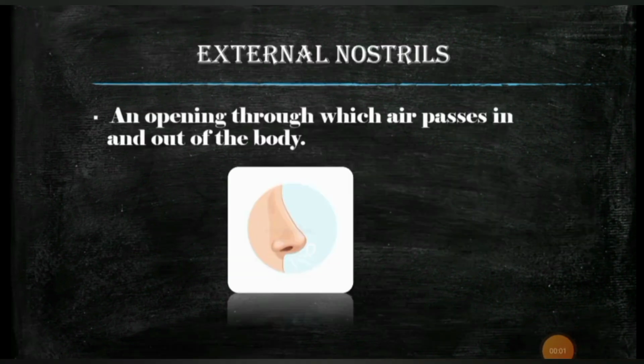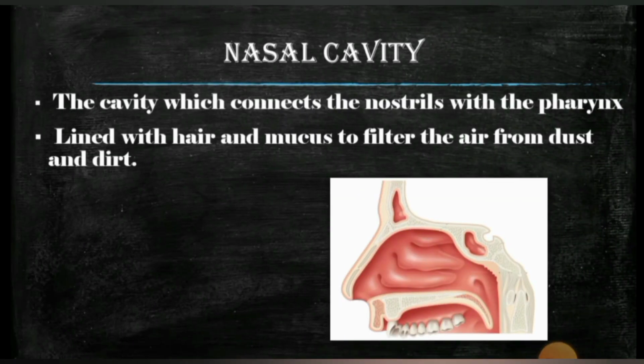The air enters the human body through the external nostrils. Nostrils are the opening through which air passes in and out of the body. Next is the nasal cavity, the cavity which connects the nostrils with the pharynx. It is lined with hair and mucus to filter the air from dust and dirt.